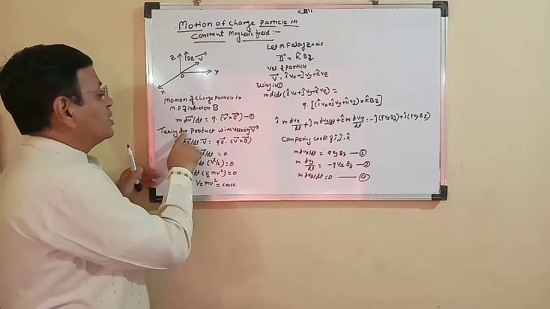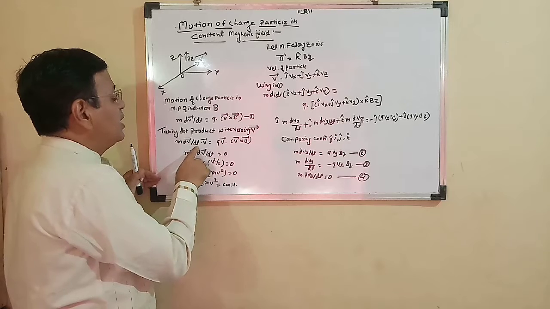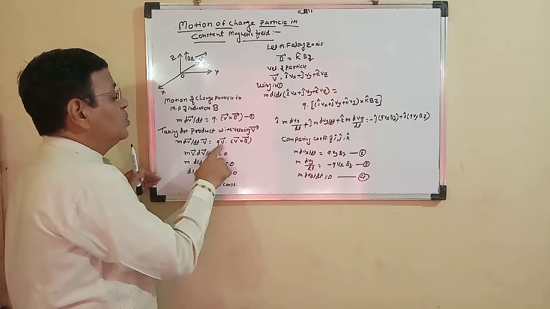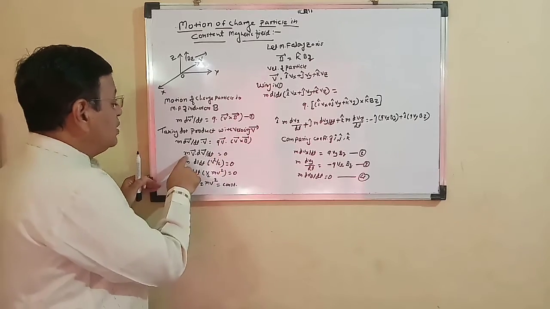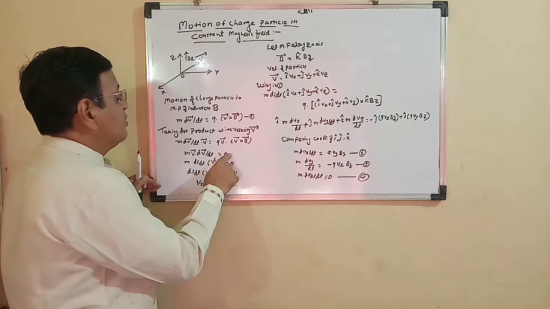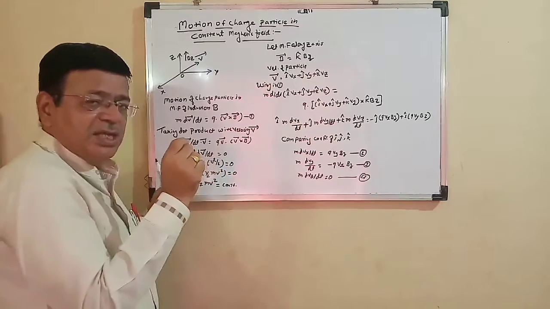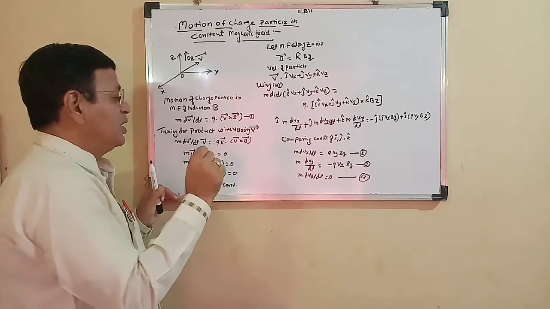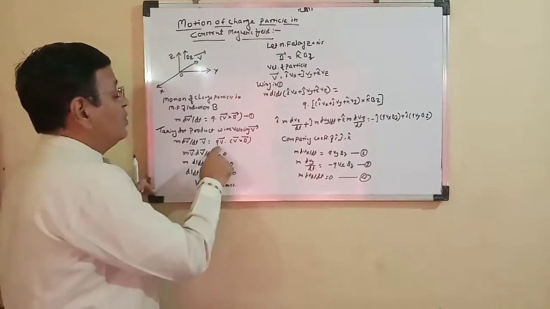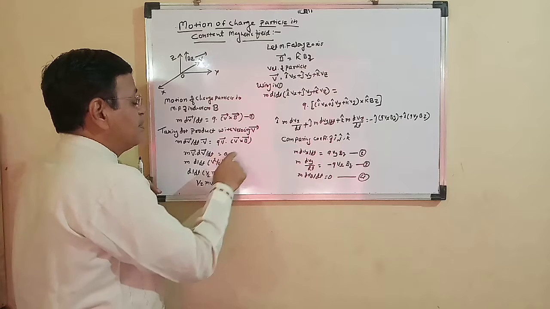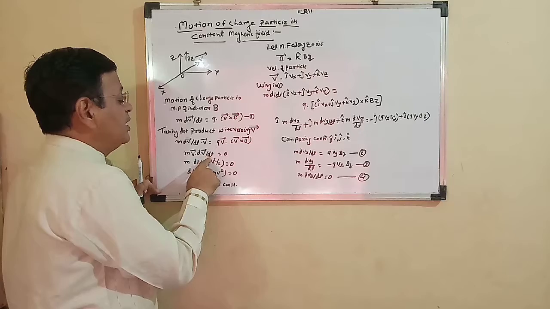Now taking the dot product of this equation with velocity v, we get m into dv by dt dot v is equal to q vector v dot v cross B. So m into v dot dv by dt is equal to 0, because this is a scalar triple product. In the case of a scalar triple product, if two of the factors are the same, here vector v and vector v, the value is going to be 0. So we get m into vector v dot dv by dt is equal to 0.